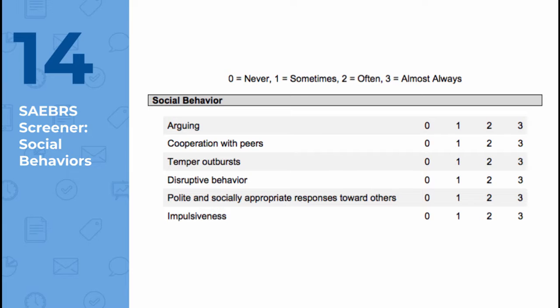Here we see part of the SAEBRS screener. Teachers rate the frequency of these listed behaviors on the 0 through 3 scale pictured on this slide. For social behavior, teachers rate students on the behaviors listed here. Please note this list includes both positive and negative behaviors.